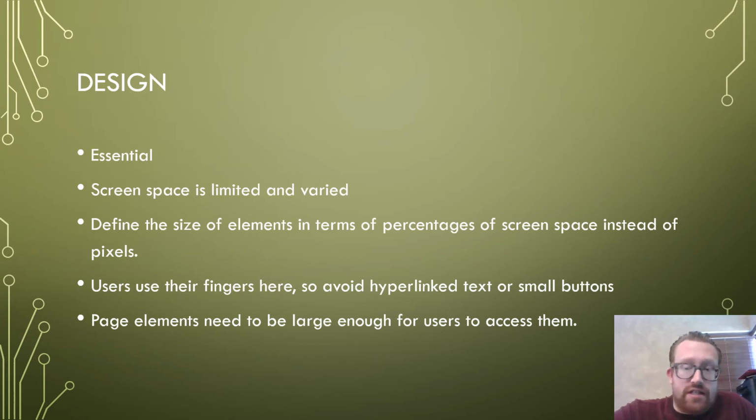Design. This is an essential element. Screen space is limited and varied. Some mobile phones have very large screens and others have very small screens. You've got to define the size of elements in terms of percentages of screen space instead of pixels. This is a good piece of advice.